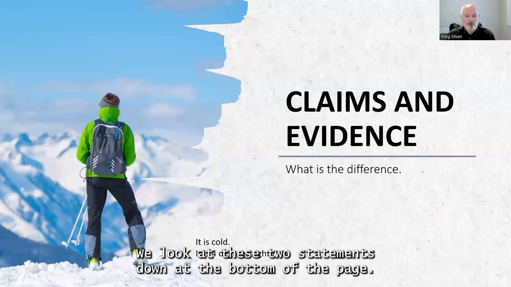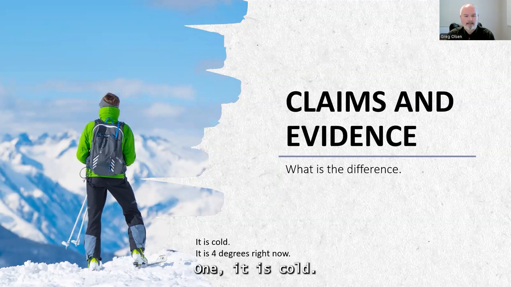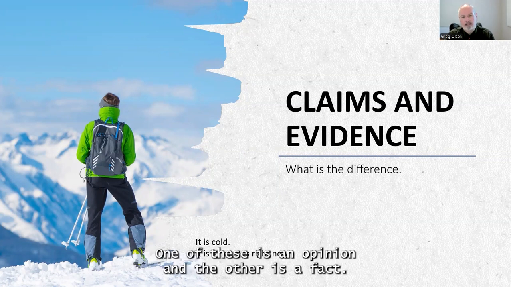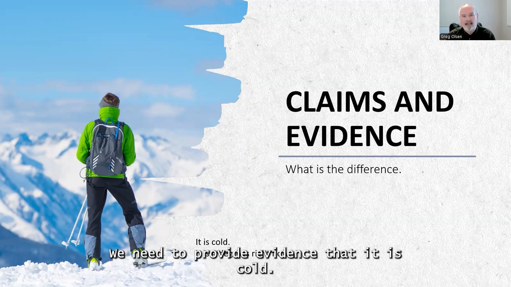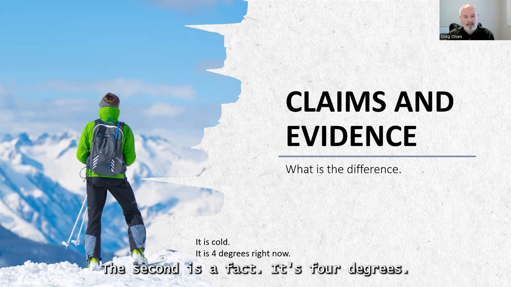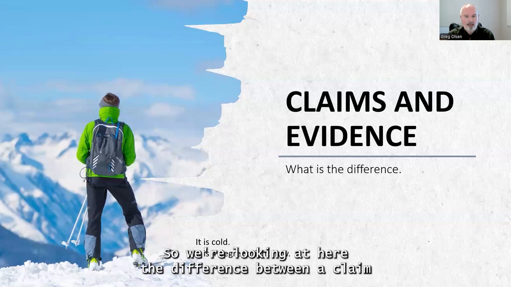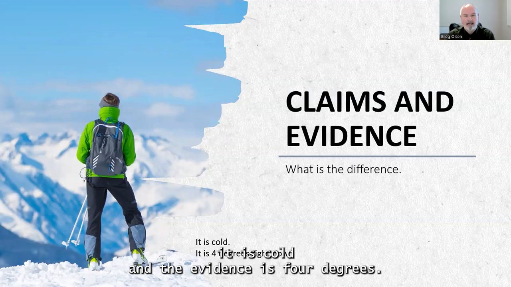We look at these two statements down at the bottom of the page. One, it is cold. Two, it is 4 degrees right now. One of these is an opinion and the other is a fact. The opinion is that it's cold. We need to provide evidence that it is cold. The second is a fact. It's 4 degrees. This is measurable. This is detectable. So we're looking at here the difference between a claim, it is cold, and the evidence, it is 4 degrees.